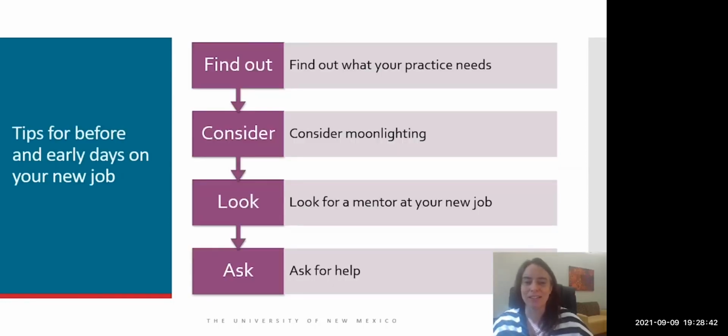So in short, my tips are find out what your practice needs before you start, consider moonlighting during fellowship to help keep your skills up. Look for a mentor or even a sponsor at your new job so that you can help grow in your professional career and be able to bring the things that you learn back to your institution. And don't be afraid to ask for help.